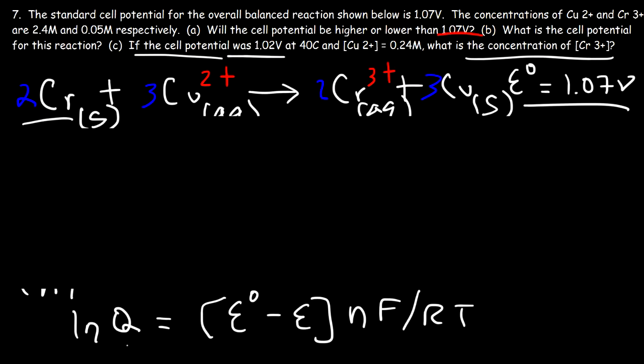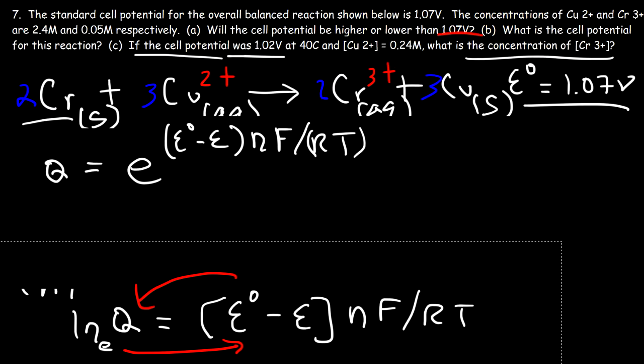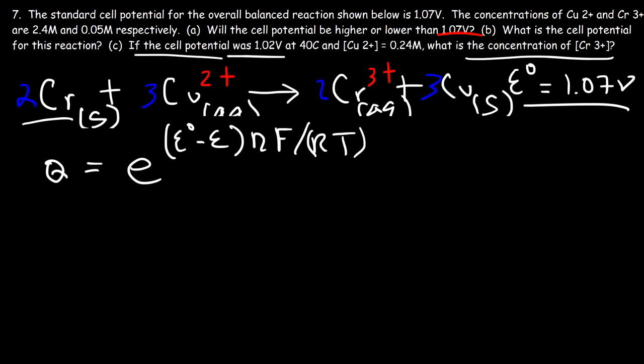So now, this is base e. So I'm going to convert this equation to its exponential form. So e raised to everything on that side is equal to Q. Or we could say that Q is equal to e raised to the difference between the cell potentials times NF divided by RT. So let's go ahead and calculate Q, the reaction quotient.